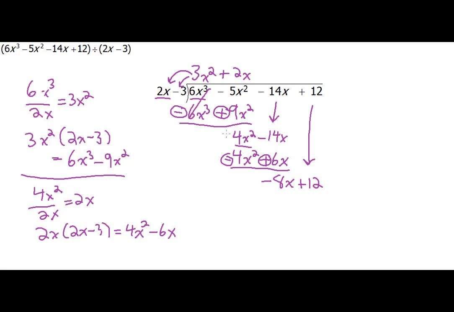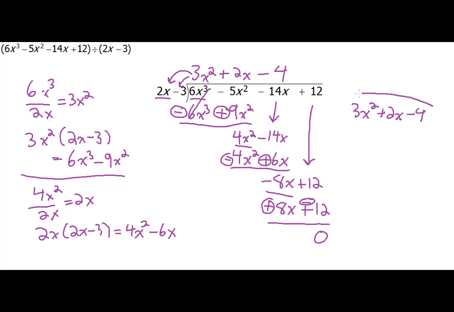And so this time it's what times 2x is negative 8x, and that's going to be negative 4. Of course, you could work backwards again. Then we're going to distribute. Negative 4 times 2x is negative 8x, and again, these match up, so I know I've done it correctly. Negative 4 times negative 3 is positive 12. I change the signs. I'm subtracting. That becomes positive. This becomes negative. And everything cancels out to 0. And so I'm left with 3x squared plus 2x minus 4 with no remainder.